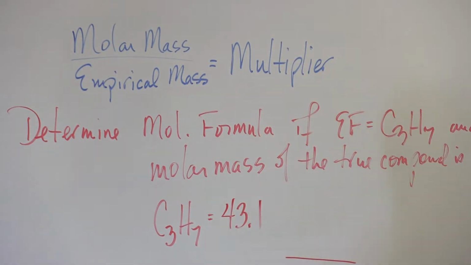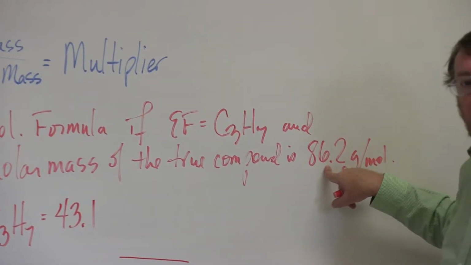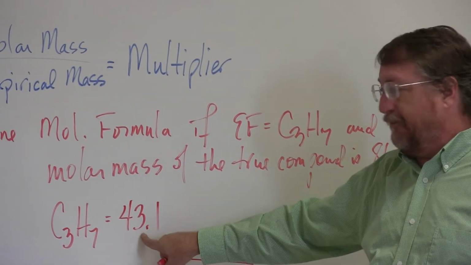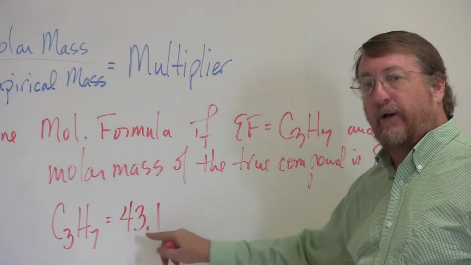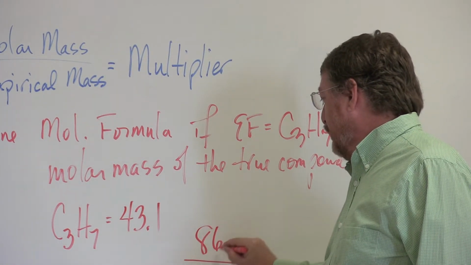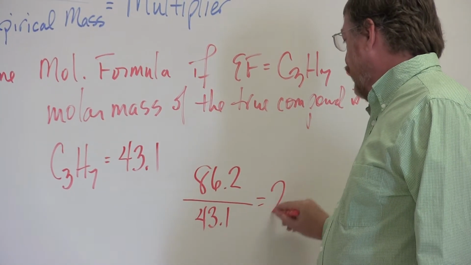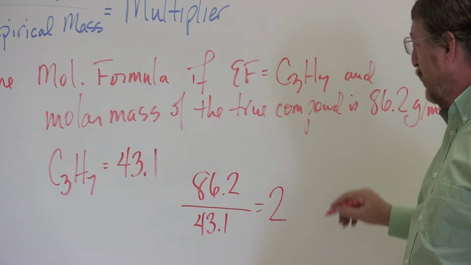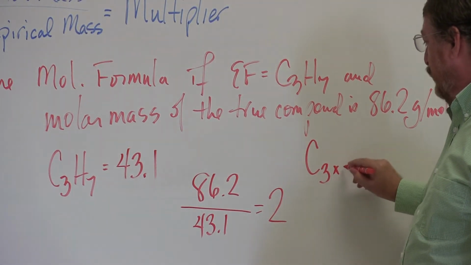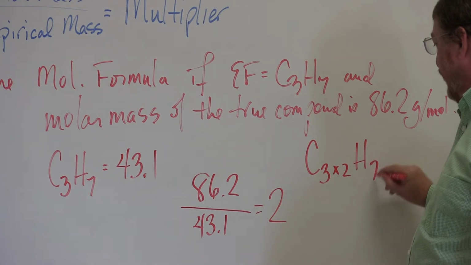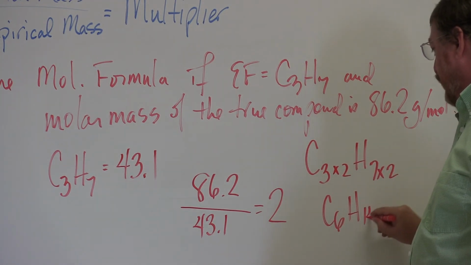So now let's build a ratio. The true molar mass is 86.2. So the molar mass of the empirical compound is 43.1. These have to be a whole number here. So 86.2 divided by 43.1 equals 2. So our real compound is C 3 times 2, H 7 times 2, which is C6H14.